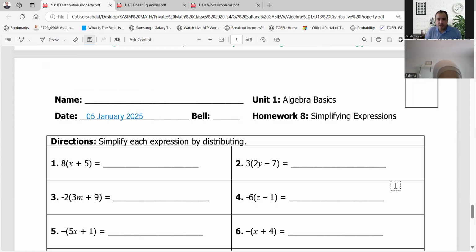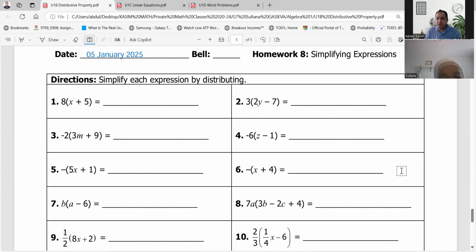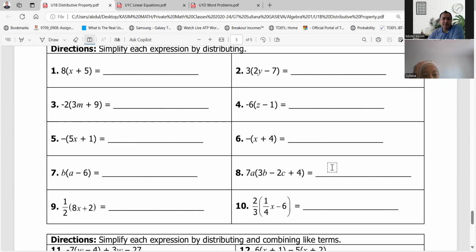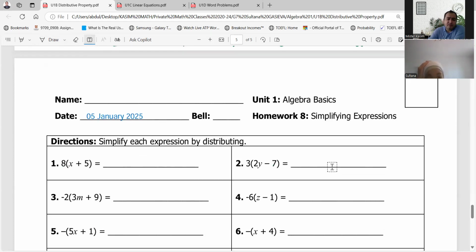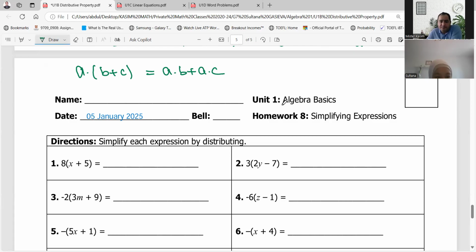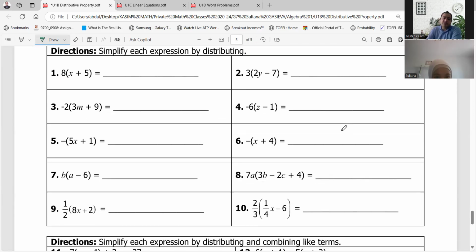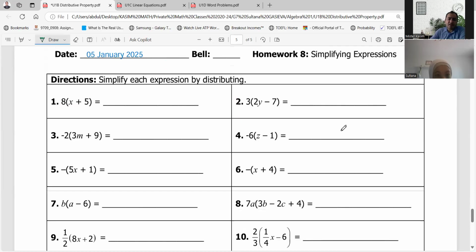Distributive property. Okay, try to be fast because you're not learning for the first time. It's a third, I don't know how many classes we spent on this. Okay, distributive property. What is that, Sultana? Again, we're just practicing this. A times B plus C is equal to multiply A by B and multiply A by C. Distributive property. Okay, simplify each expression by distributing. Read and tell me the answer.